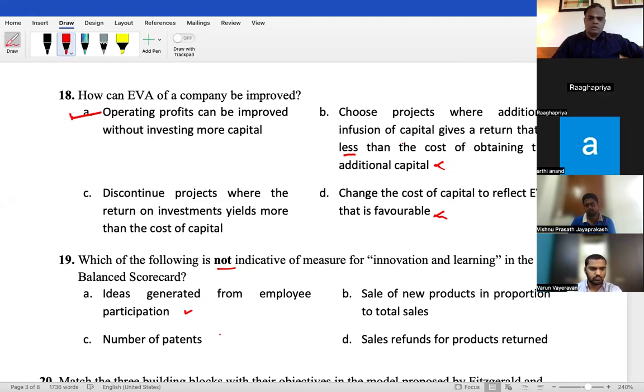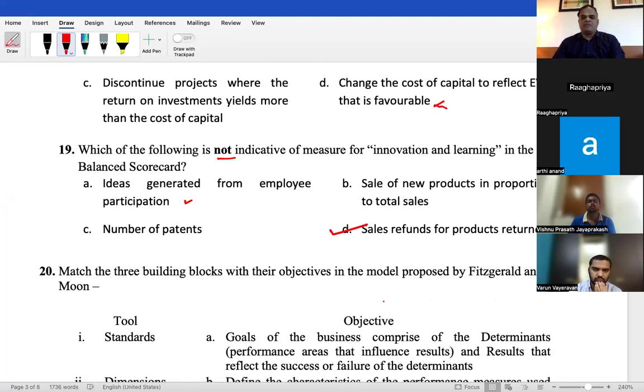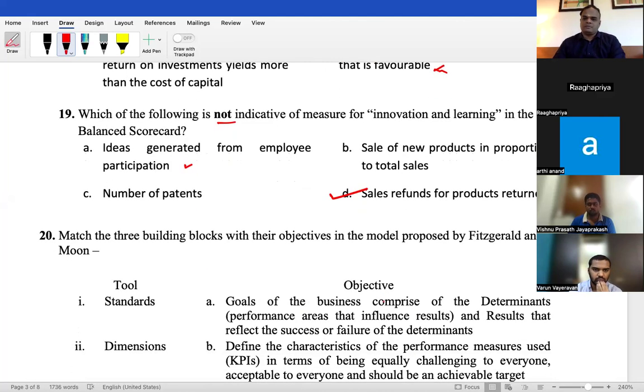So A, B, C, everything forms part of innovation and learning. Whereas sales return of the product, a refund for the product, may not come under innovation. Am I right? It forms part of normal business activity only. That is not an innovative manner in which they are doing it. Yes, sir. Giving a refund for the sales return. Understood? Yes, sir.